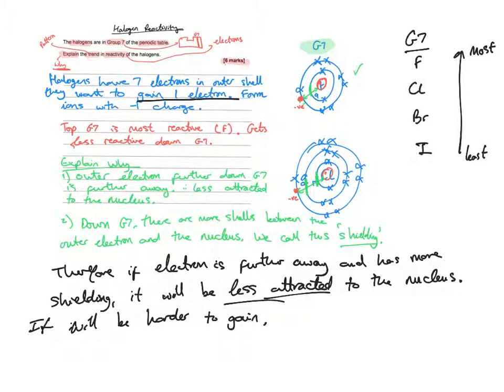Now the explain bit, the why. Well, the outer electron further down group 7, because these get bigger as you go down, is further away. If it's further away, it's less attracted. Also, down group 7, there are more shells between the outer electron and the nucleus. We call this shielding. Therefore, if the electron is further away and there's more shielding, it will be less attracted to the nucleus, and it will be harder to gain. So therefore, fluorine, because the electron's really close and there's less shielding, it's easy for it to gain an electron, therefore it's really reactive.